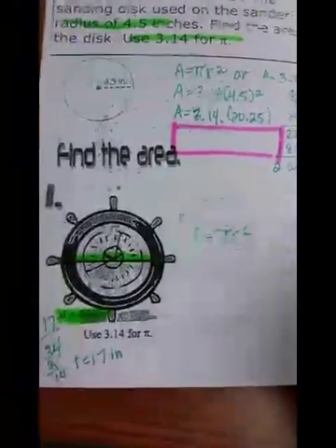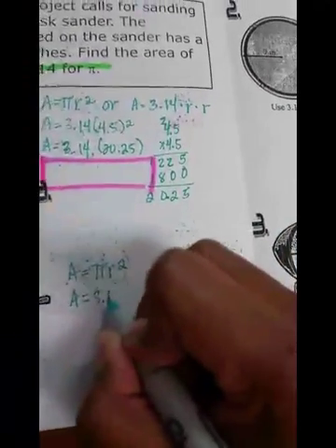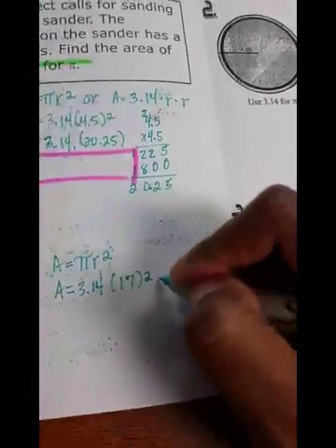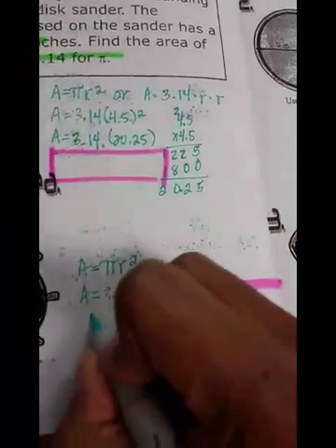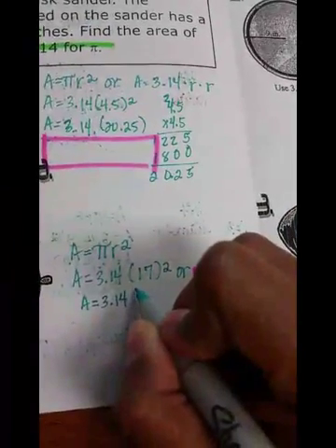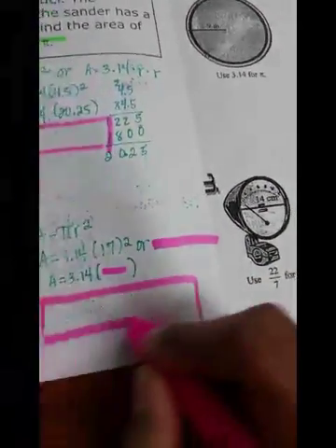Okay, so now I can plug that into my formula. A equals 3.14 times 17 squared. Okay, or I want you to give me another way. You could write that there. Okay, all right, I'm going to go ahead and go here. A equals 3.14 times 17 squared. I want you to figure that out for me and then get me an answer. Okay, all right.